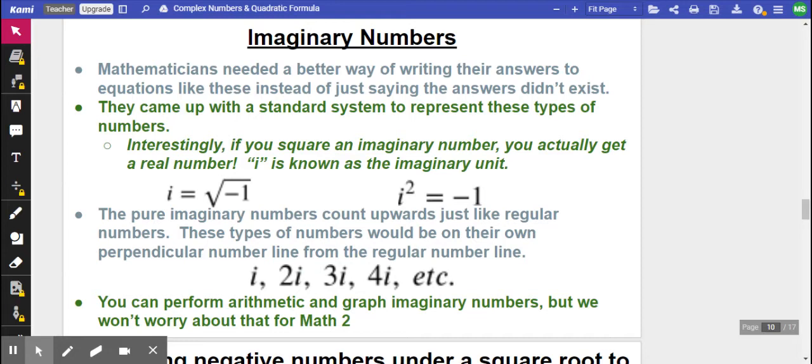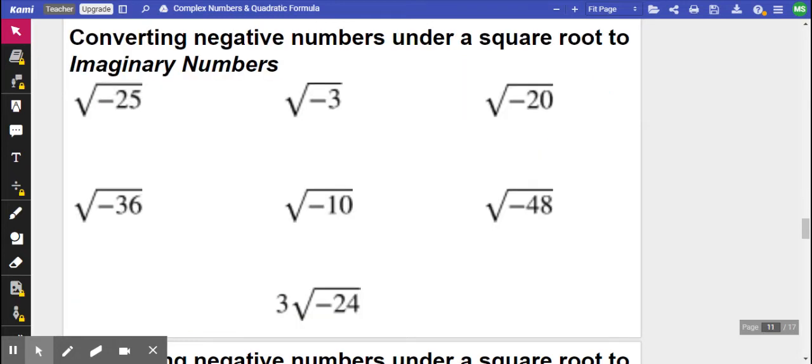There is lots of arithmetic and graphing you can do with imaginary numbers, but that is for a much later math class, and we're not going to be covering that for Math 2 right now. Now, we've already had practice with square roots, and you can find those in prior videos where we had to simplify them. So I want to go through 3 of these examples and have you try some more of them on your own. We'll start with the square root of -25. If we know that, we could write that as the square root of 25 times -1.